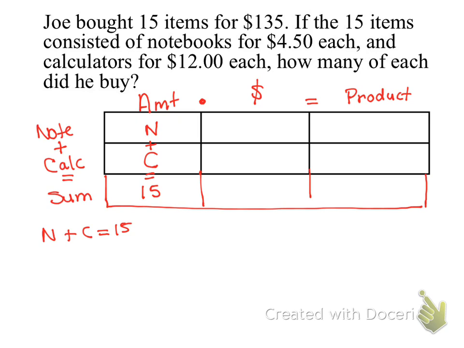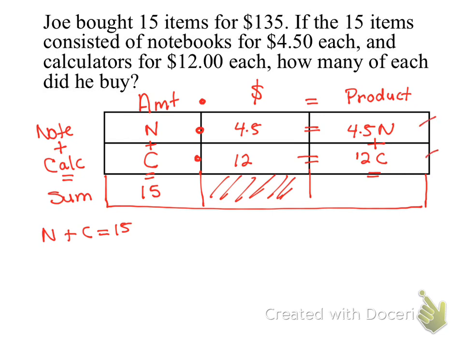Now, what's the unit price of a notebook? 4.50. So it's 4.5, right? What's the unit price of a calculator? 12. So I multiply going across. It's always going to be the same. So I get 4.5N, and I get 12C. And what do I do going up and down? I add. And so I don't really need this because I don't have a unit value of anything in that column, in that box. But we do have one more number.